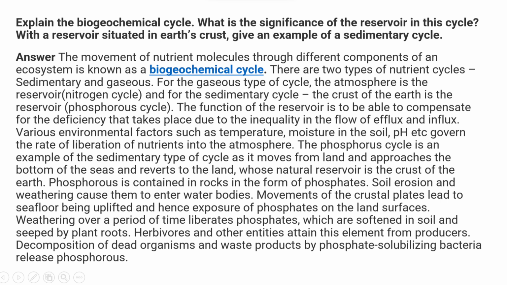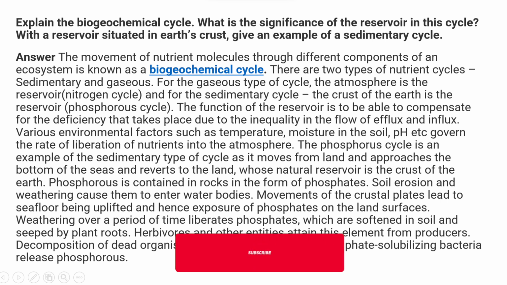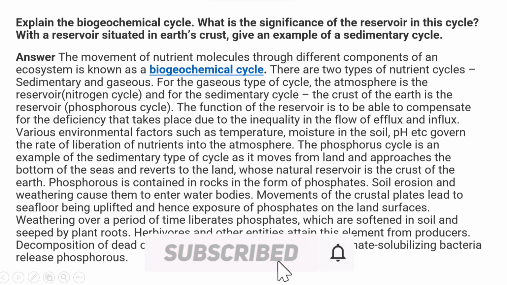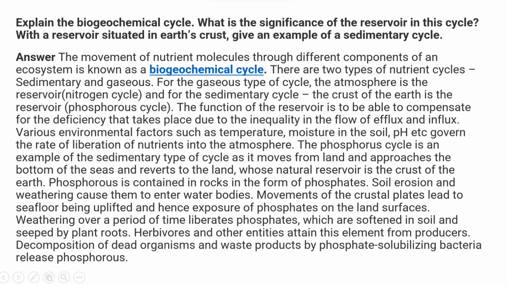The phosphorus cycle is an example of the sedimentary type of cycle as it moves from land and approaches the bottom of the seas and reverts to the land, whose natural reservoir is the crust of the earth. Phosphorus is contained in rocks in the form of phosphates. Soil erosion and weathering cause them to enter water bodies. Movements of the crustal plates lead to the seafloor being uplifted and hence exposure of phosphates on the land surfaces.